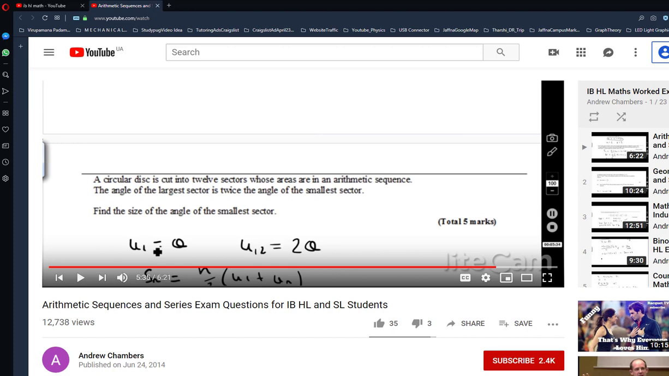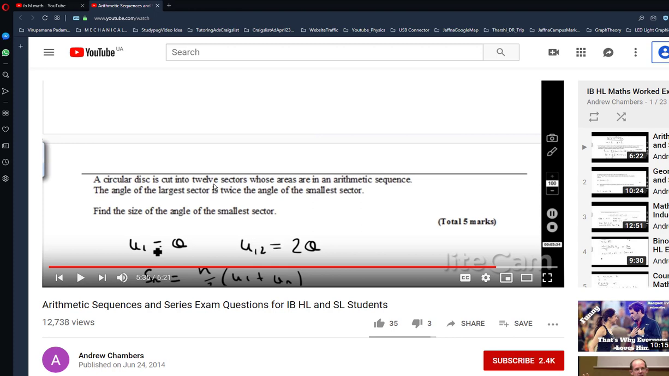A circular disc is cut into 12 sectors. You remember there's a circular disc cut into 12 sectors. So there's a tricky part there. You need to understand when they talk about a circular disc, you got a lot of stuff: area, the sum of all the angles, a whole bunch of stuff there. So you have to pay attention and see how you're going to solve the problem.